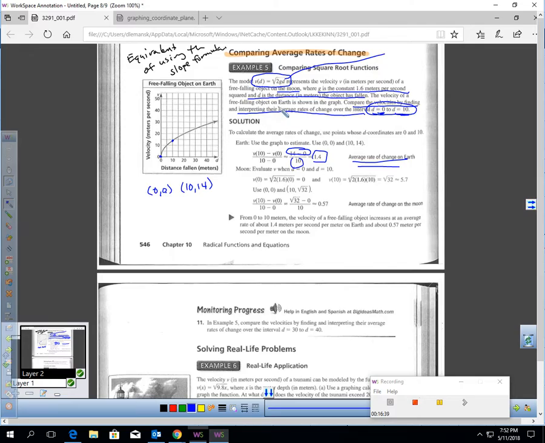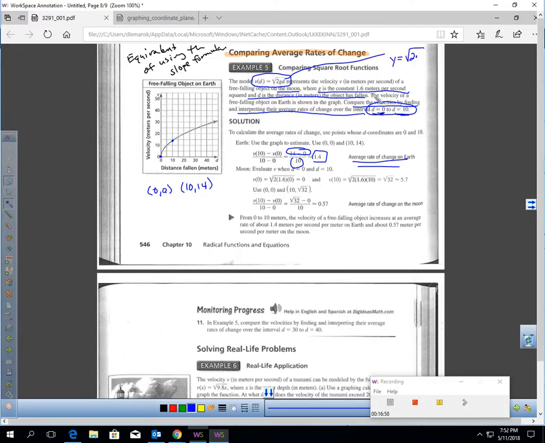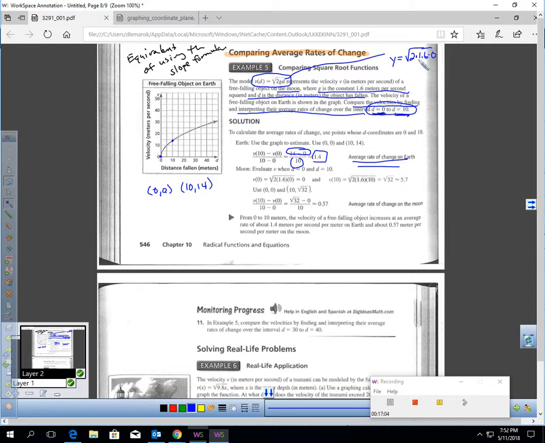And remember, this is a free-falling object. The average rate of change of that velocity is 1.4. Okay? Now on the moon, we can use our formula real quick. We had y equals the square root of 2 times g, and g is 1.6. I need 0 to 10, so let's plug in 0. If I plug in 0, that's going to get me 0. So my first point on the moon is 0, 0.